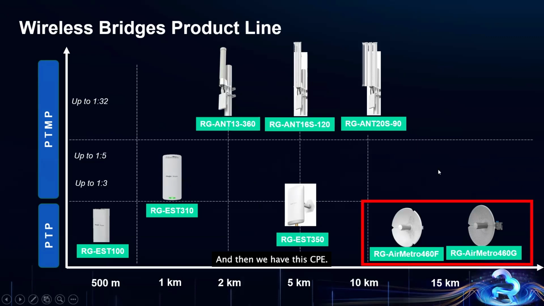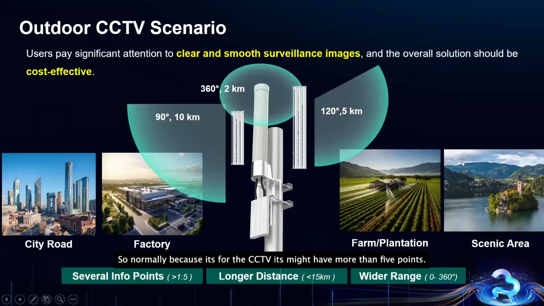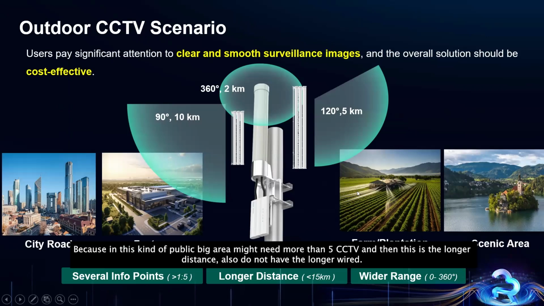And then we have this CPE. Normally for CCTV we might have more than 5 points, because in this kind of big public area there might be more than 5 CCTV points, and it is a longer distance and also needs a wider range.